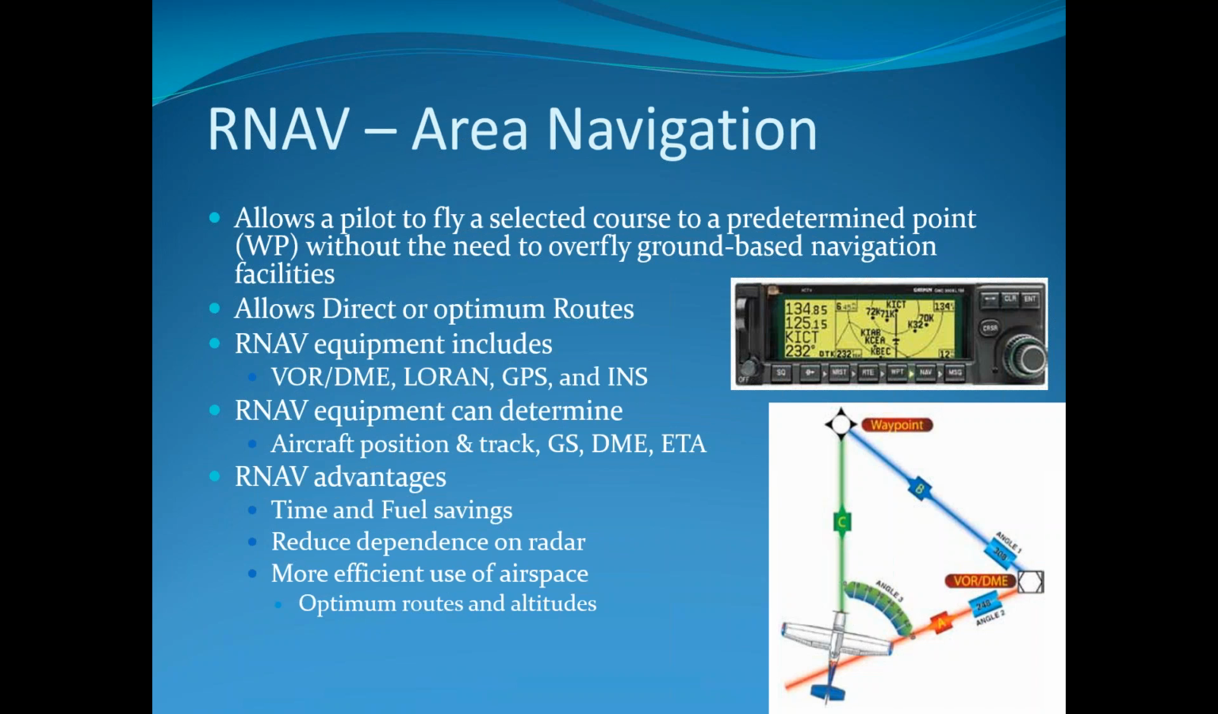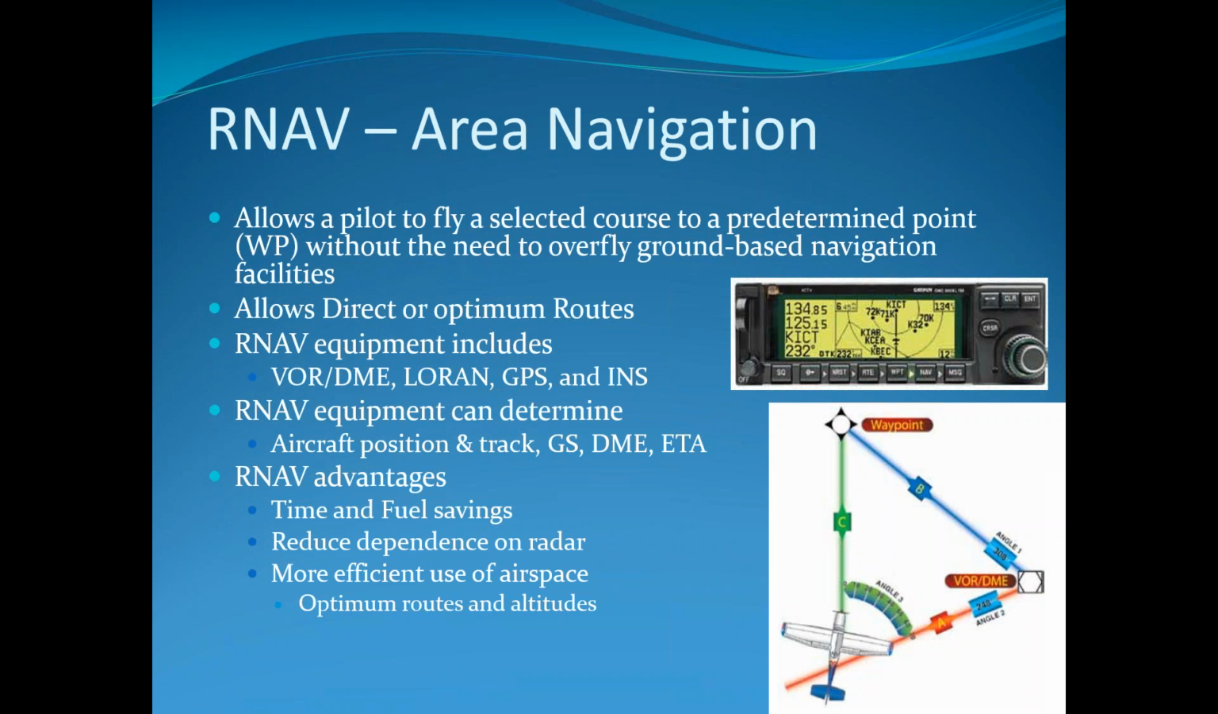It allows direct or optimum routes. RNAV equipment includes VOR DME, which just means that it can utilize ground-based navigation as part of its calculation if you want it to. It doesn't have to though. Also LORAN, which is a type of local area navigation, GPS, and INS, which is inertial navigation system.